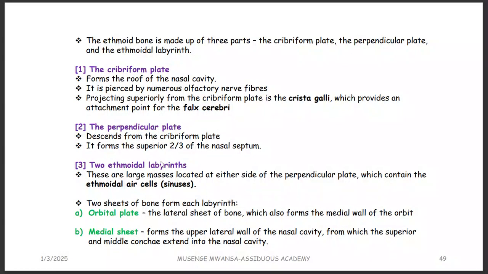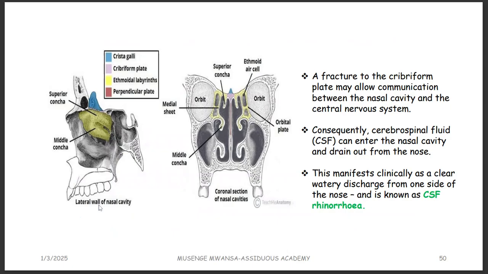And then you have got the ethmoidal labyrinth. These are basically masses on each side of the perpendicular plate, and they contain the ethmoidal air sinuses, or air cells. And each one of these masses, these bones, is going to form the orbital plate and the medial sheet. In other words, part of this bone is found in the eye, and part of it is going to be found in the nose. Okay, this same ethmoid bone.